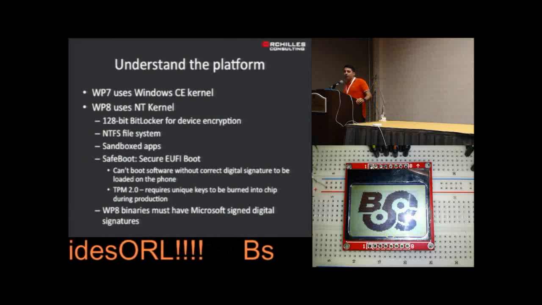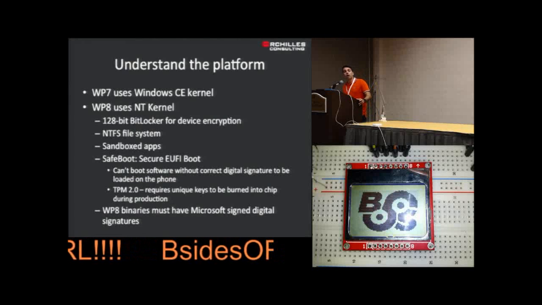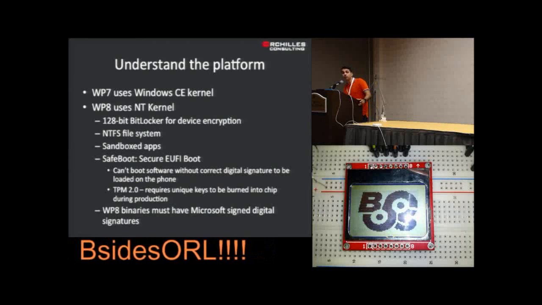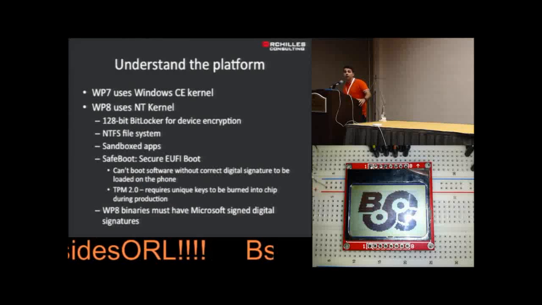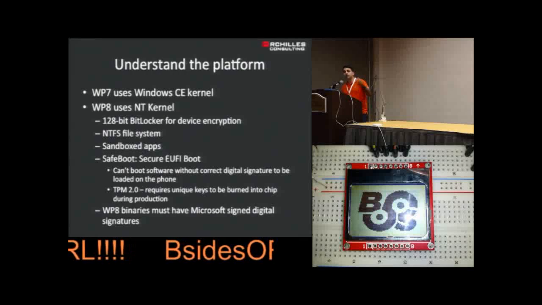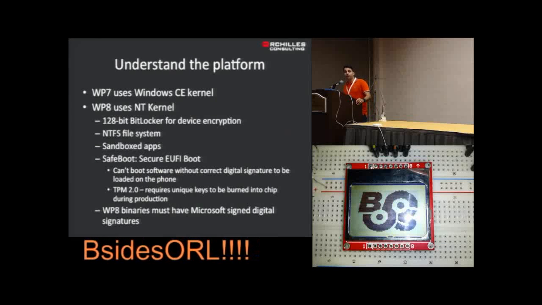So real big on the platform is that it uses the NT kernel. And that introduced a whole lot of security to it. First of all, it uses BitLocker. BitLocker is full disk encryption. You can do it on your laptop right now. You lose your laptop, as long as it's not powered on, no one can access it unless they know the password, right? That's how full disk encryption works. Same is true for this phone.